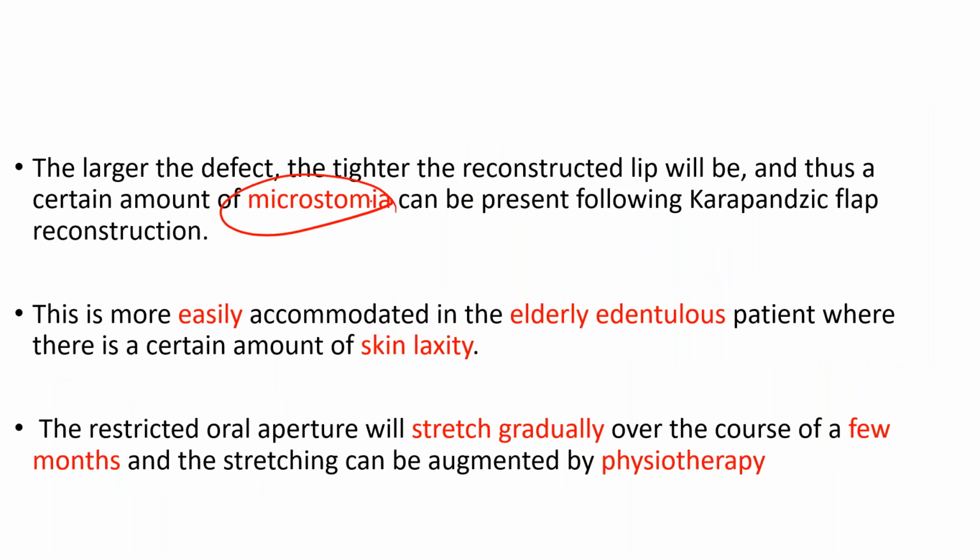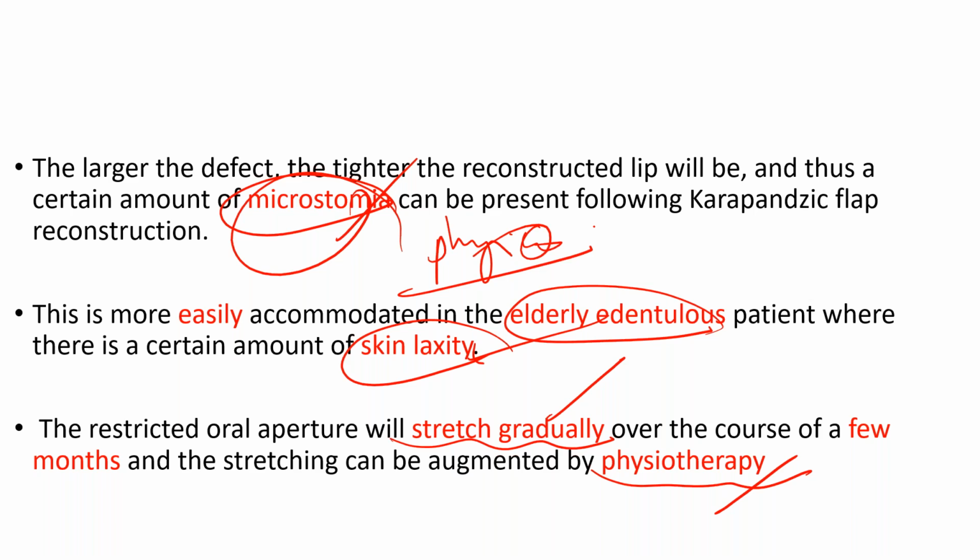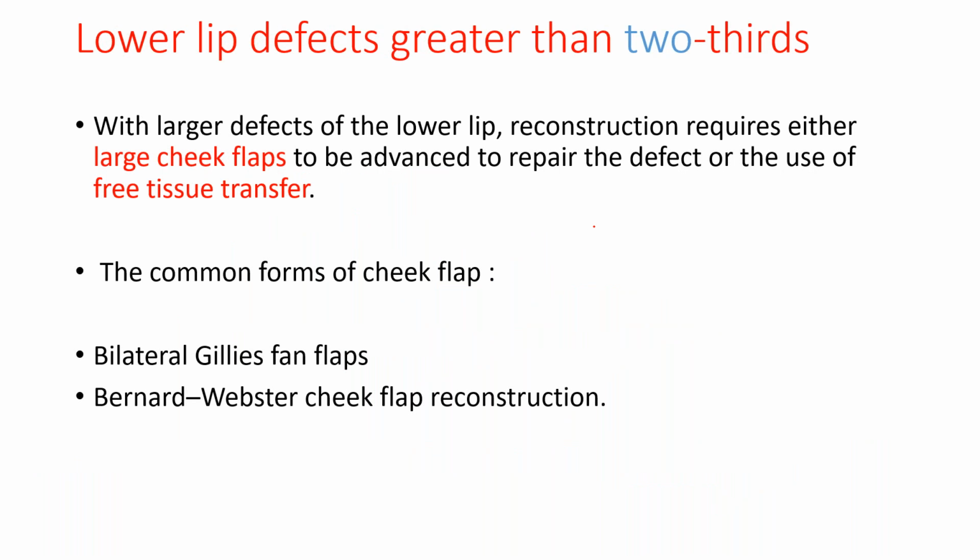So the side effect of this is microstomia. Sometimes there will be microstomia, but it is okay in elderly patients with skin laxity. Gradually, later on, physiotherapy improves it. The microstomia improves with physiotherapy. So you have to go for physiotherapy or muscular exercise around the mouth.